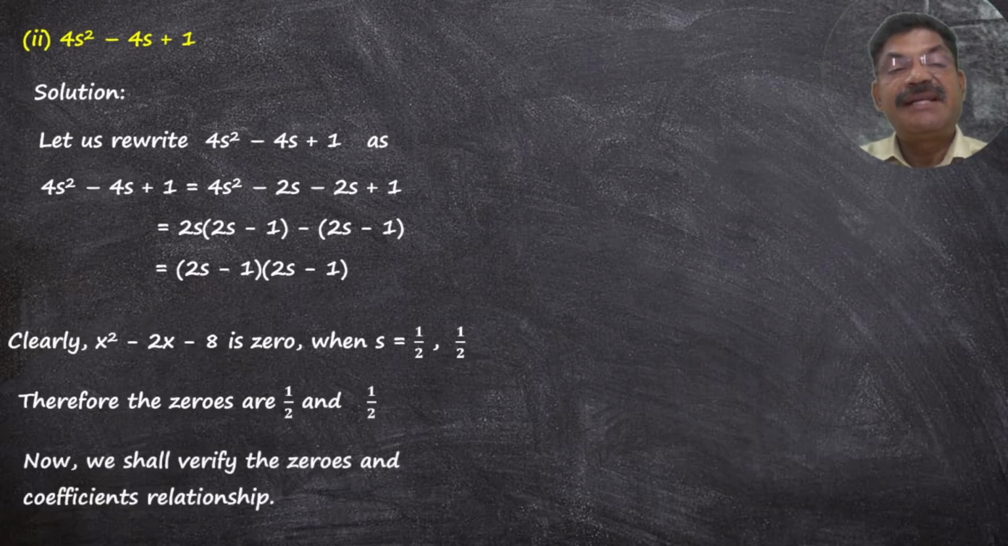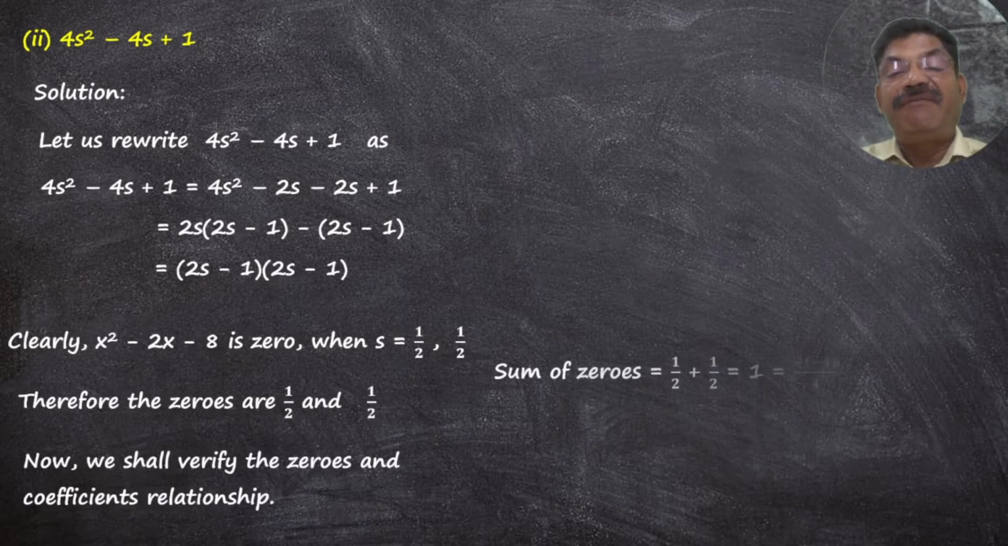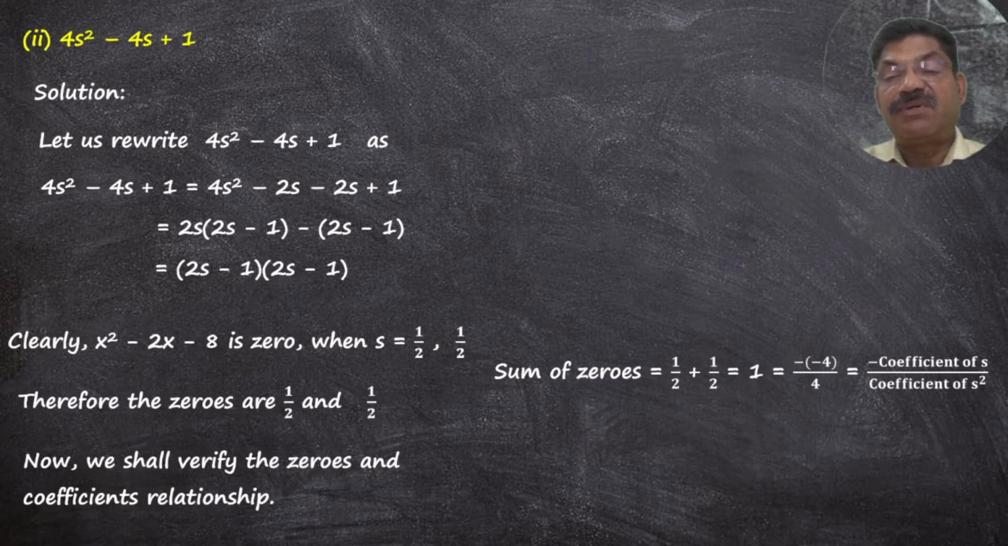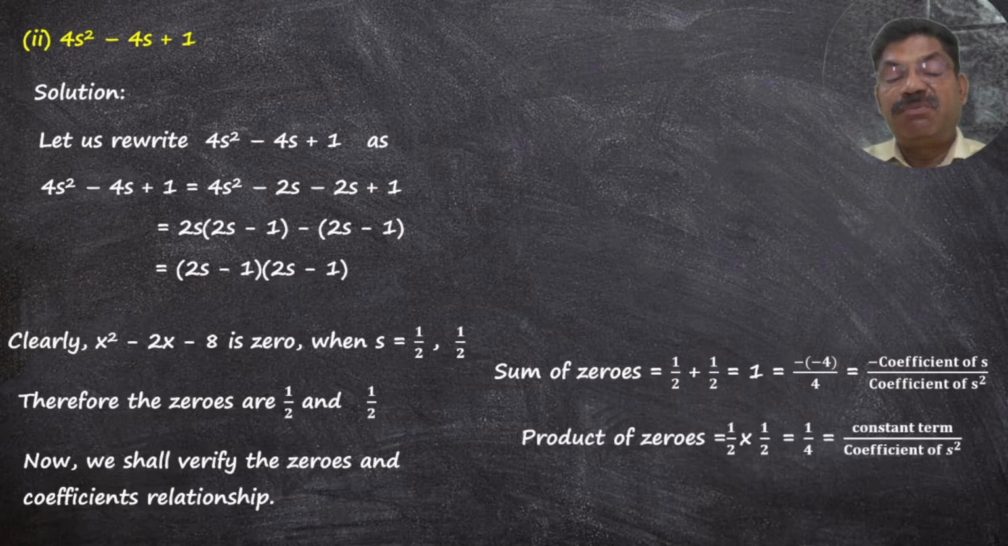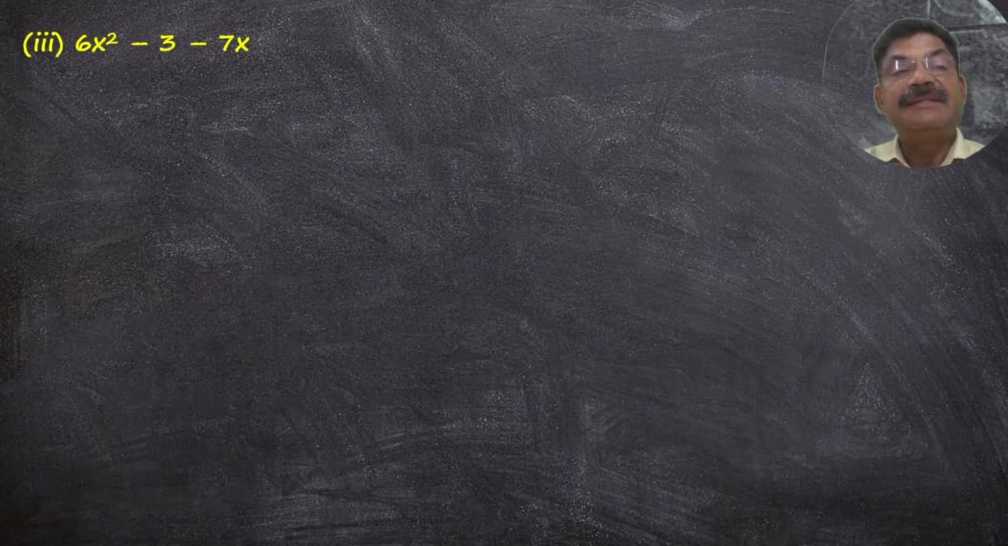Now let us verify the relationship between the roots and coefficients. Sum of the zeros is equal to half plus half, which is equal to 1, which is equal to minus coefficient of s divided by coefficient of s square, which is minus of minus 4 divided by 4. So obviously, the first result is verified. Product of zeros is equal to 1 by 2 into 1 by 2, which is 1 by 4, which is same as the constant term divided by coefficient of s square. Hence, both the results are verified.